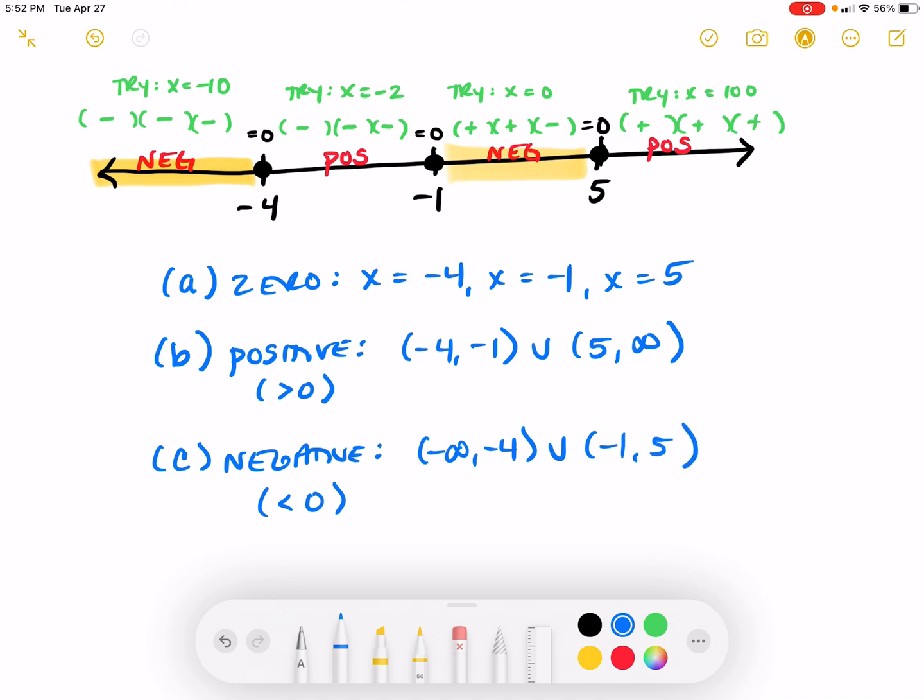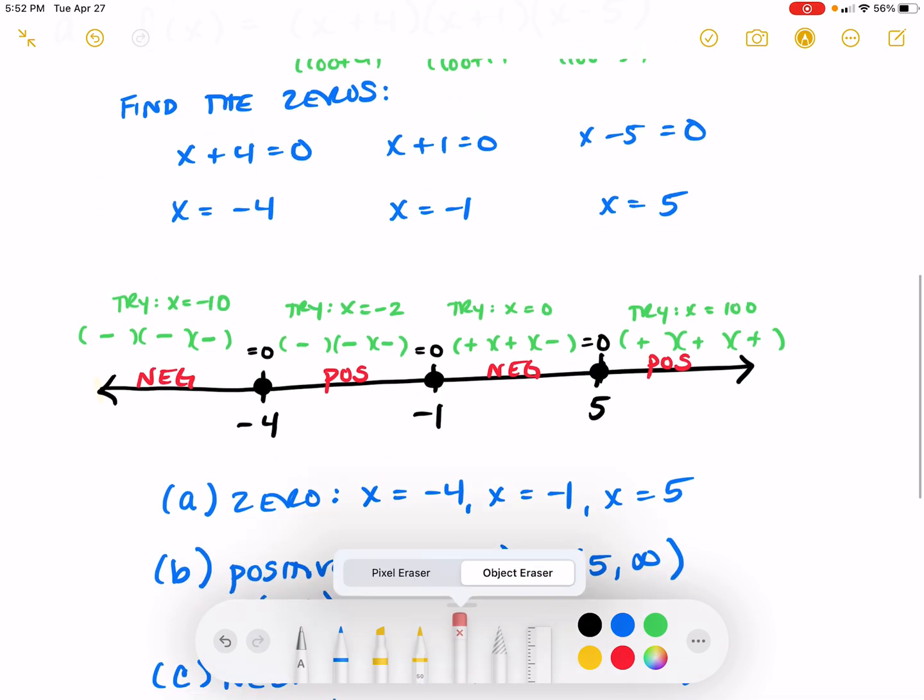So that is the general idea of how to use a sign chart. Now in part 2 of the video, I'm going to show you how to use this sign chart concept to solve inequalities. Okay, but for now, we're just getting good at using a sign chart. And really, I do this connection in class. I'm just going to show you really quick.